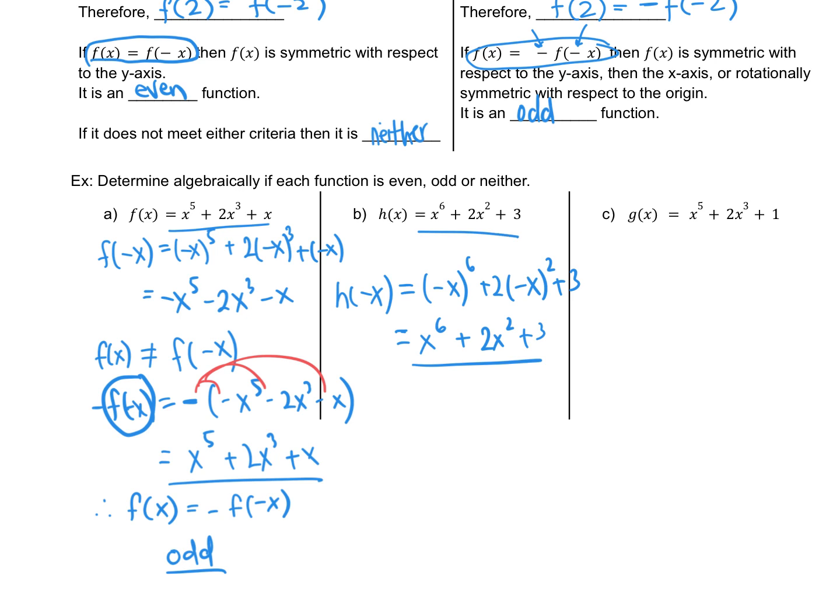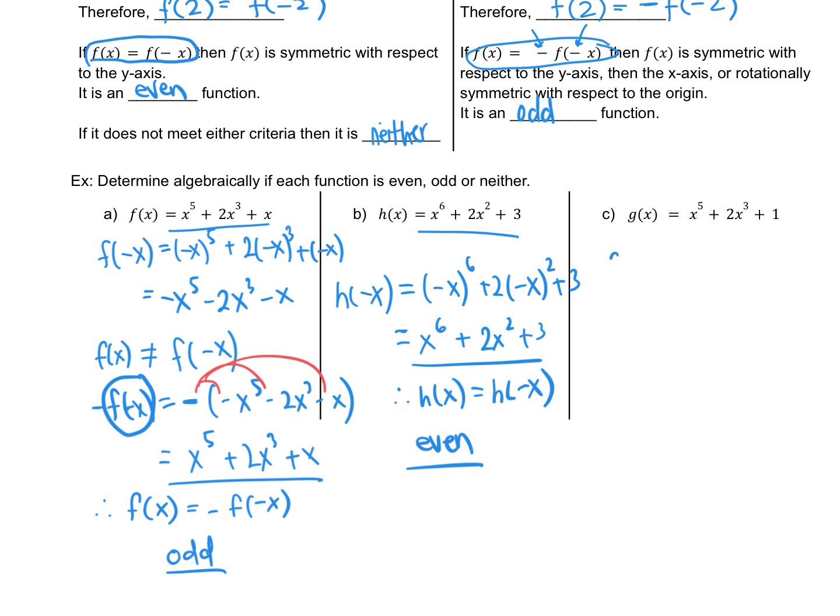They match right away. So h of x equals h at negative x. So if I take my function and reflect it over the y-axis, it will be the same as the original h of x. This makes it even.